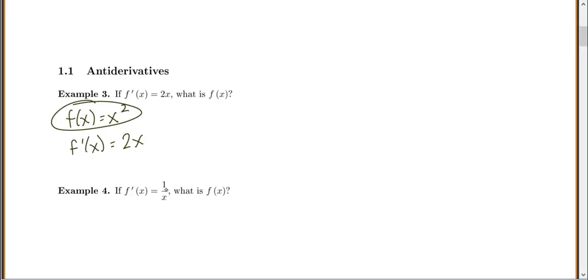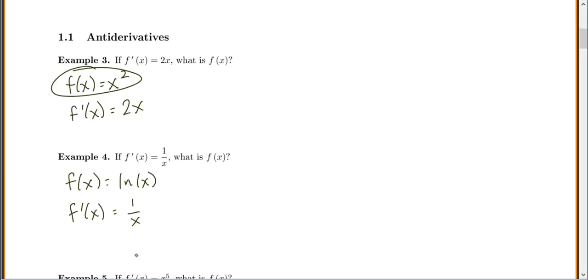Let's see. If the derivative is 1 over x, what was my original function, f of x? How do you get 1 over x as the derivative? That would happen if you started with an original function of natural log of x, because the derivative of natural log of x is 1 over x. So again, it's working backwards, just trying to guess and check.